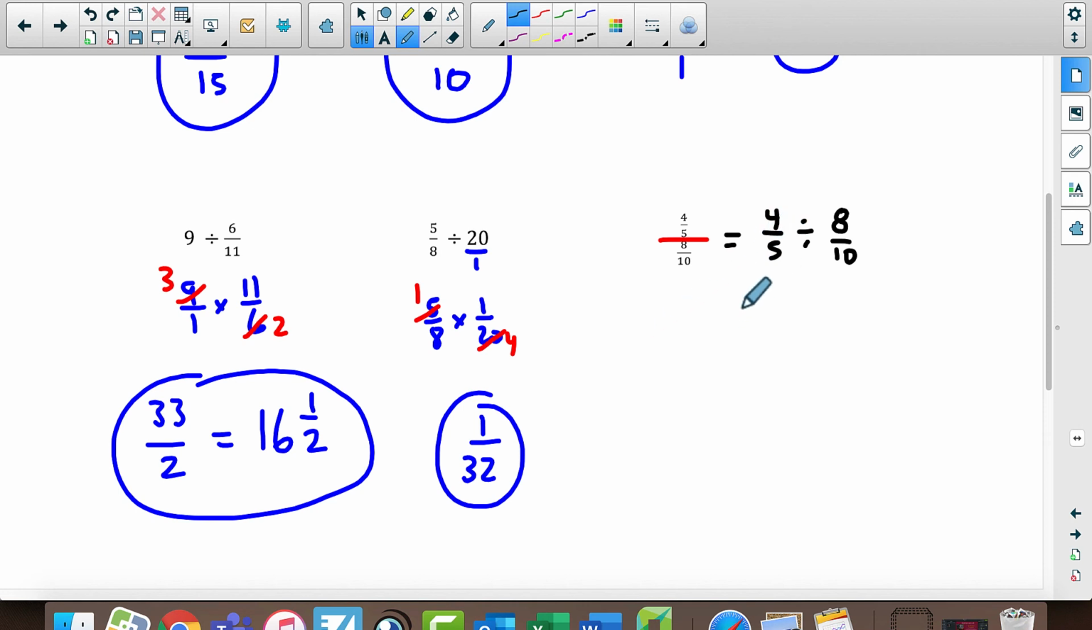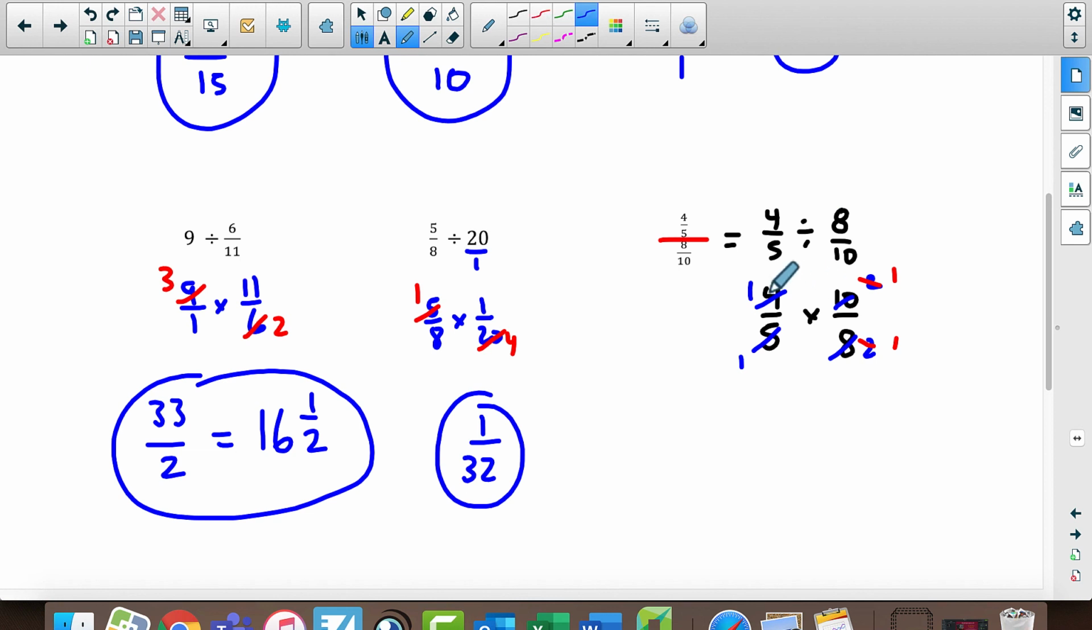Well, once I figure that out, the rest isn't too bad. Just do the same thing we've been doing. Keep the first fraction the same, change the division to multiplication, and reciprocal of the second fraction. Flip it. 10/8. Ninja slicing? Yep, I got a 4 and an 8. Can divide them both by 4, so you get 1 and 2. And I got a 5 and a 10. Divide them both by 5, you get 1 and 2. And then I have a 2 and a 2. Divide them both by 2, I get 1 and 1.